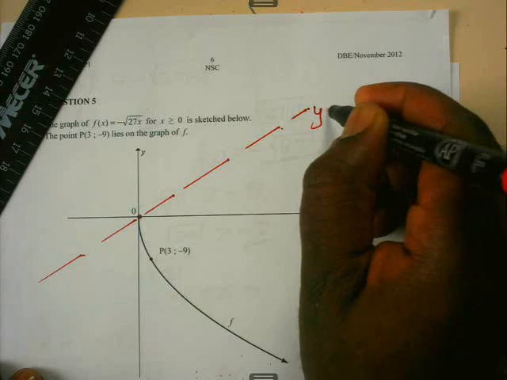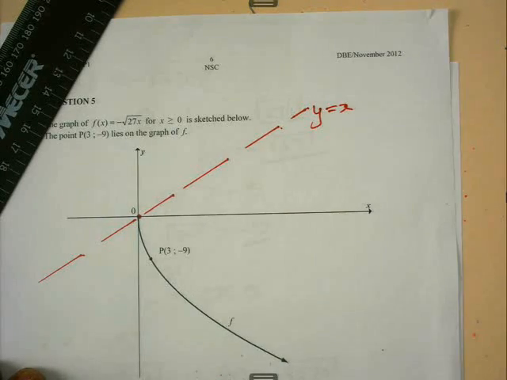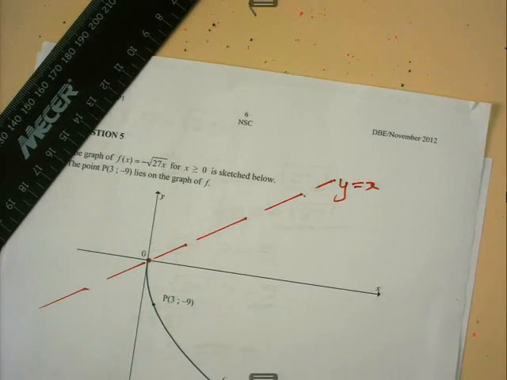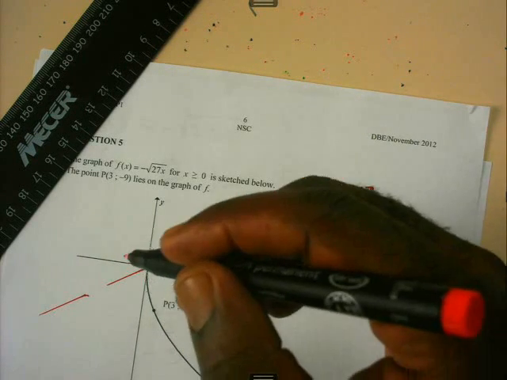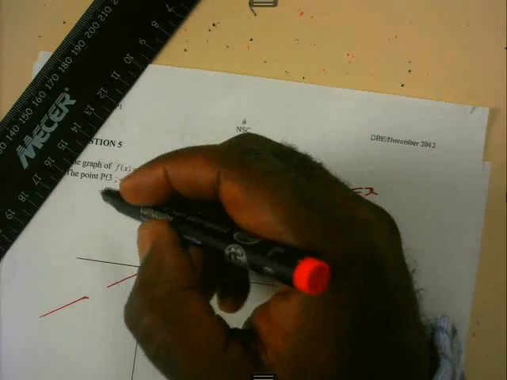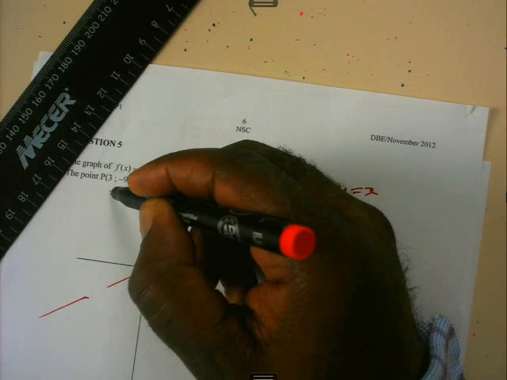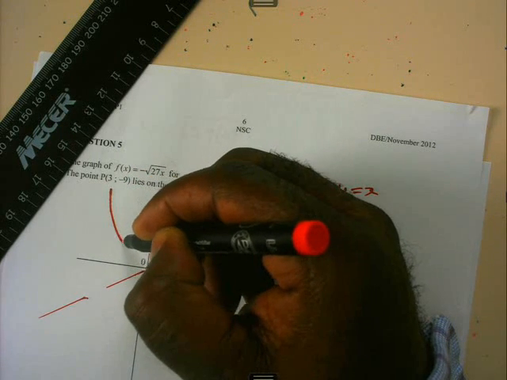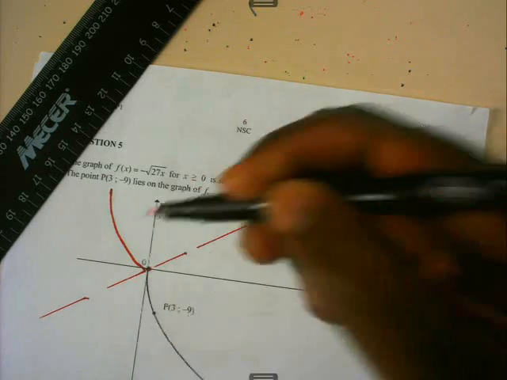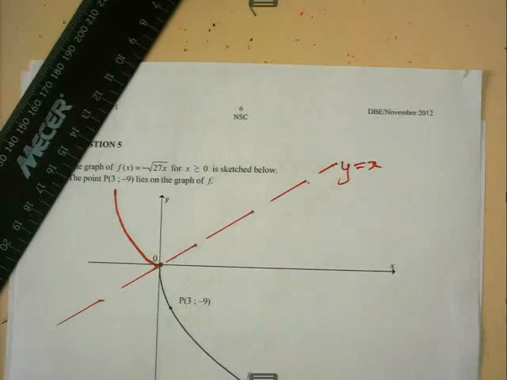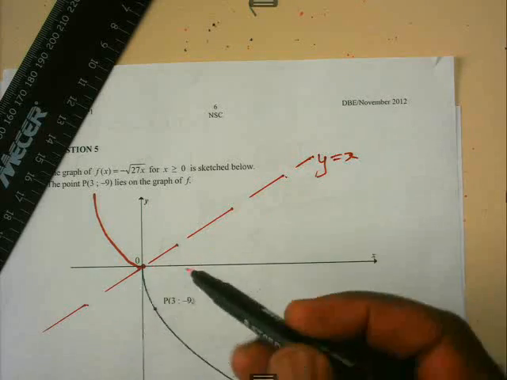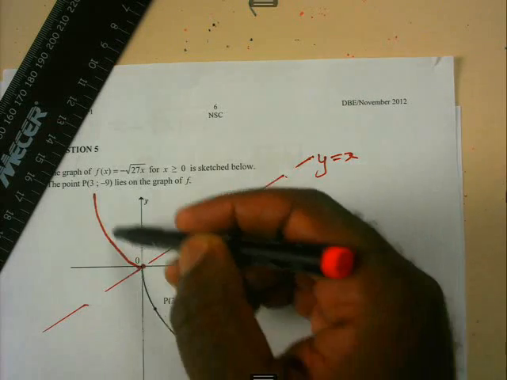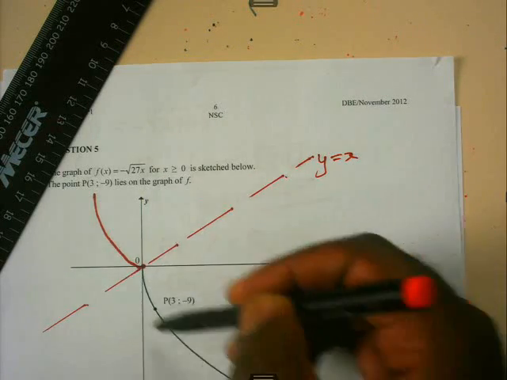y is equal to x, such that the inverse of this function becomes the mirror image of that, which is going to be something that looks like this. Which is going to be something that looks like that. Why am I saying this? Now, if this becomes the mirror, this part will be the mirror image of that.